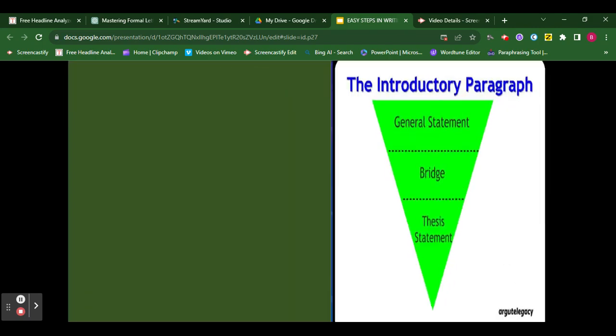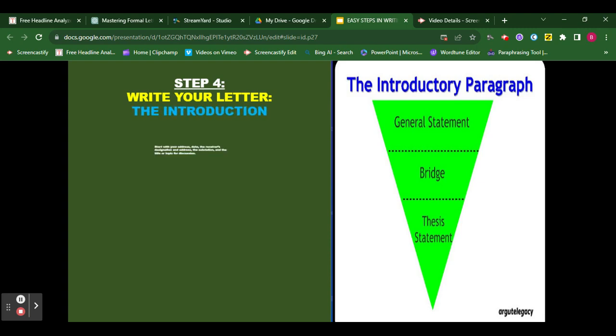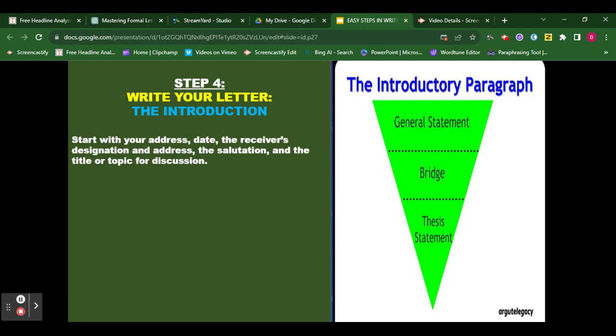Now, moving further, we come to step number 4, and this is where you write your letter. Of course, writing your letter begins with your address, date, the receiver's designation and address, the salutation, the title, or the topic for discussion.